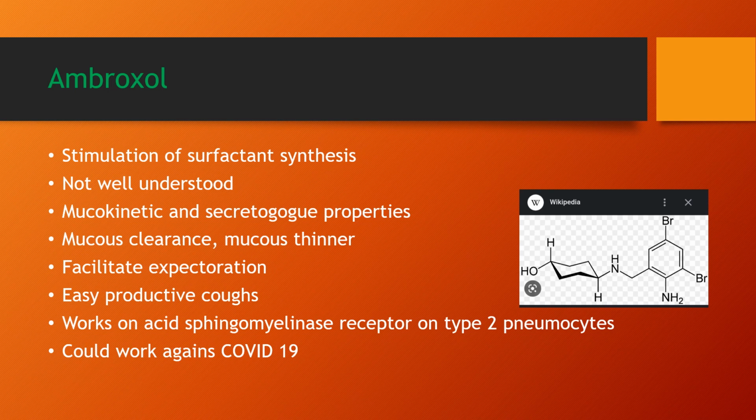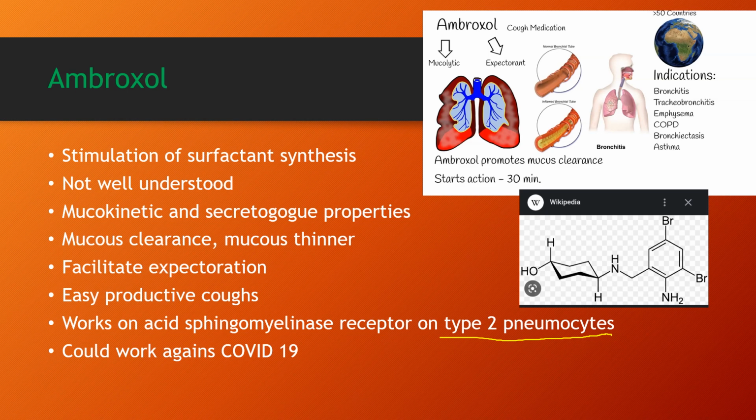Ambroxol. Stimulation of surfactant synthesis is another technique that we are using. We take the type 2 pneumocytes of the lung, and the type 2 pneumocytes produce surfactants, which increase the soapy nature of the mucosa of the lung, thus decreasing surface tension in the alveoli, thus making respiration easier. It also makes the mucus thinner and less viscous, thus facilitating expectoration, increasing mucus clearance, and thus producing mucokinetic and secretagogue properties. As we see here, the mucolytic and expectorant properties soothe the lung, thus causing increased clearance of the dirt and dust the lung has.